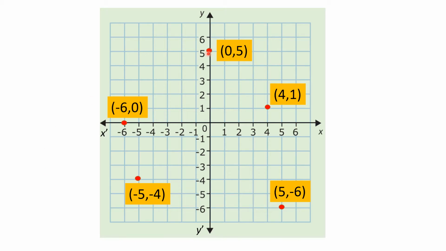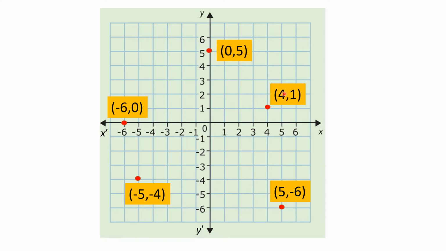Let's plot the point 0, 5. So 0 is on the x-axis, and 5 is on the y-axis. So on the x-axis we take 0 and on the y-axis we mark 5. So this point is called 0, 5, right? 0 on the x-axis, 5 on the y-axis. Now the next point is 4, 1.